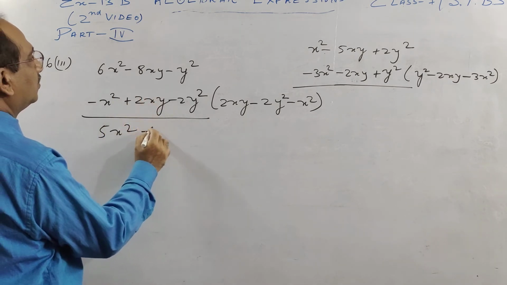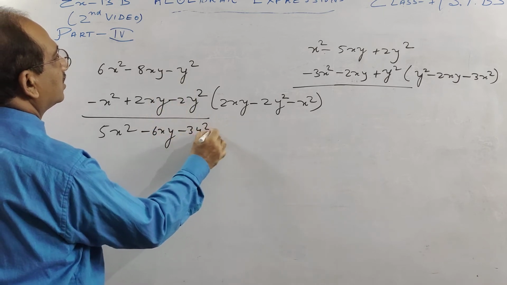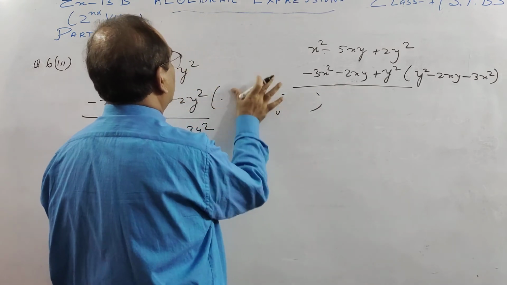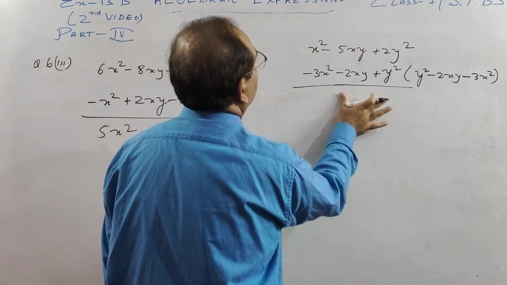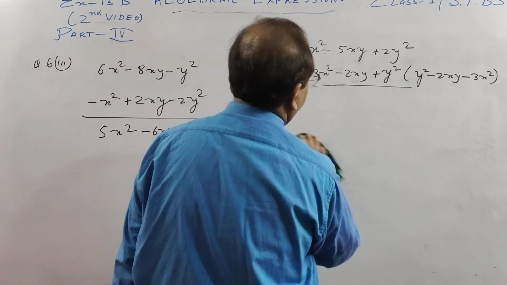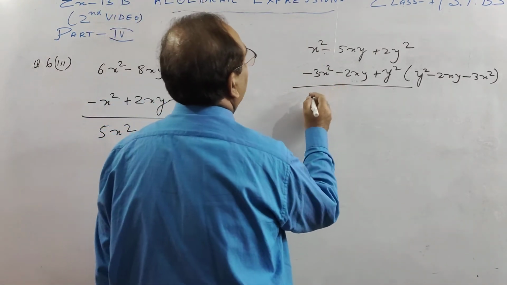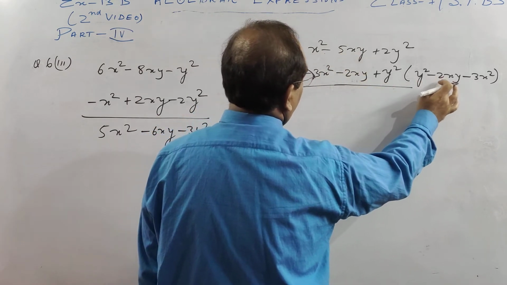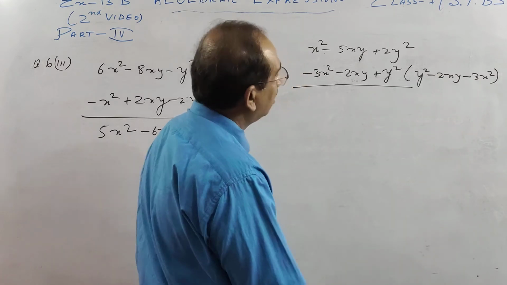Minus 8 plus 2 is minus 6xy. Minus minus is minus 3y square. So this I'll rub, because I wanted to show you that I have changed the order over here. If you see nicely, here again we have to add this too. This was given here like y square minus 2xy minus 3xy.